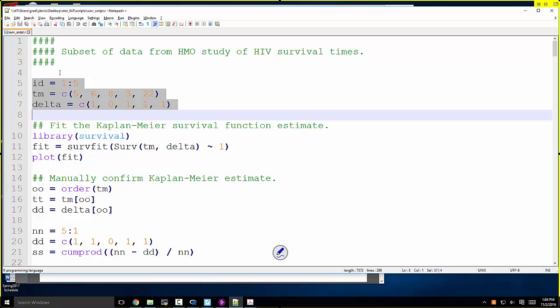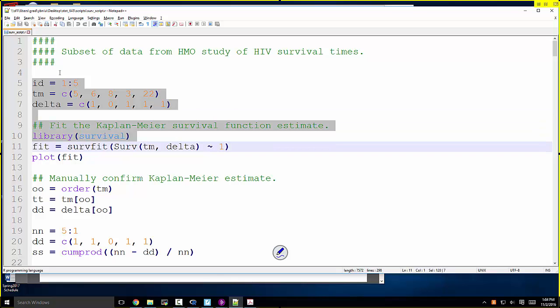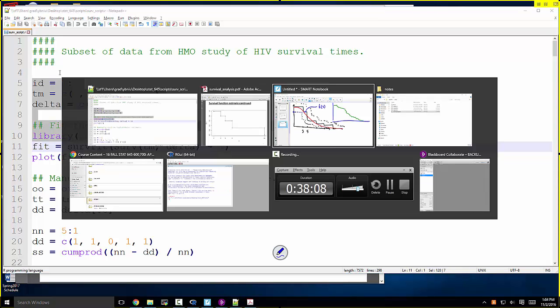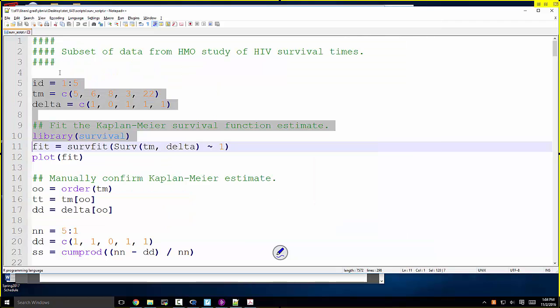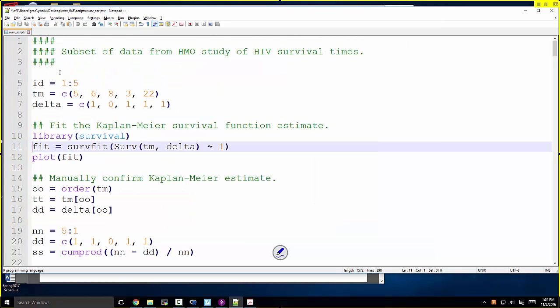Okay, so to fit a Kaplan-Meier survival curve, we need the survival package. We'll use a few functions from this survival package. Let me make sure we have that package installed. I think it comes with R by default. And then to actually fit the thing, here's the syntax.